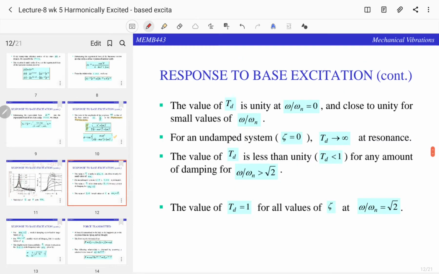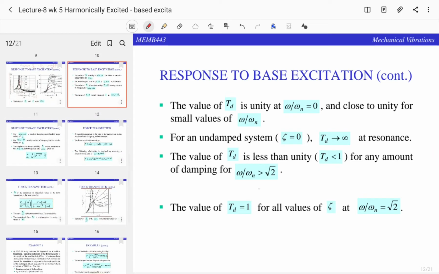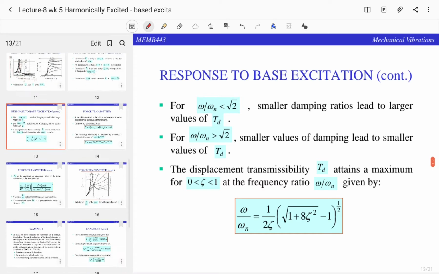Maybe I can recap here. Basically, when your r is greater than root of 2, just now we have seen that your TD is less than 1. The value of TD equals 1 for all values of zeta at omega ratio r equals root of 2. The value is fixed at 1. That is a very important conclusion when we look at the graph.